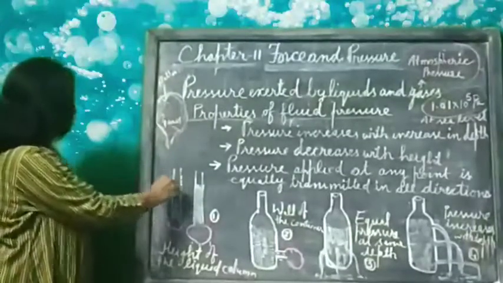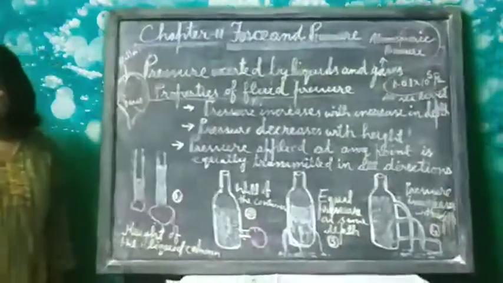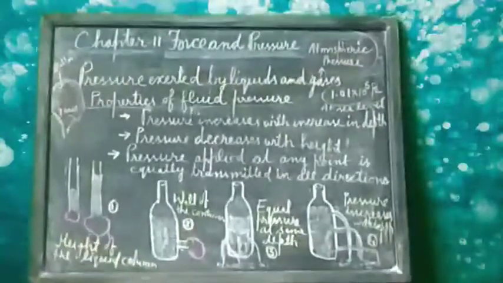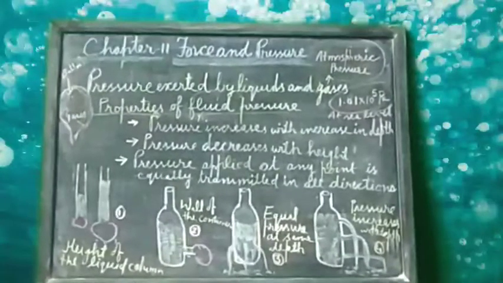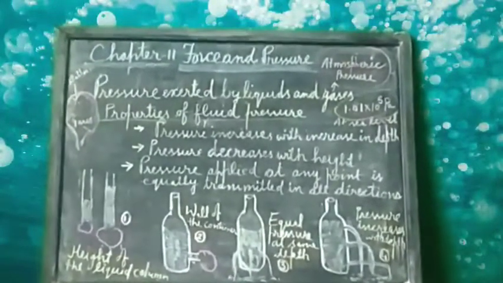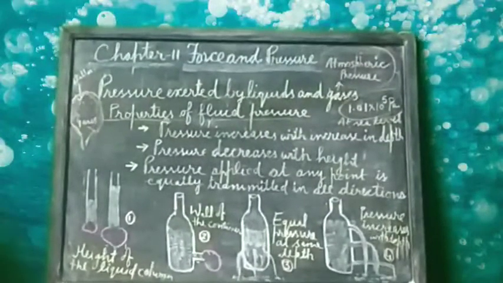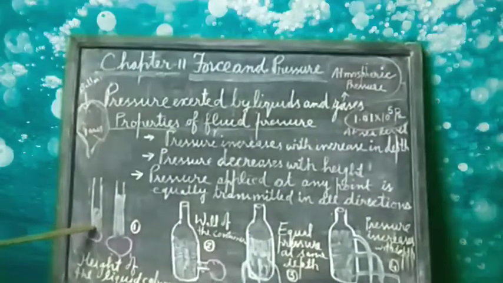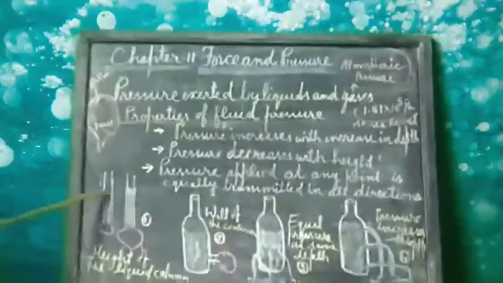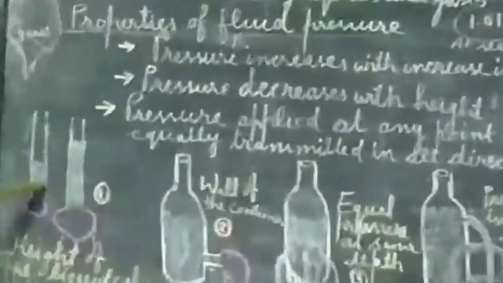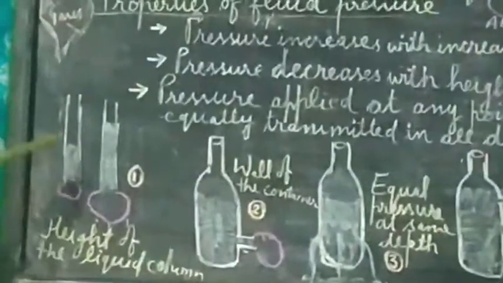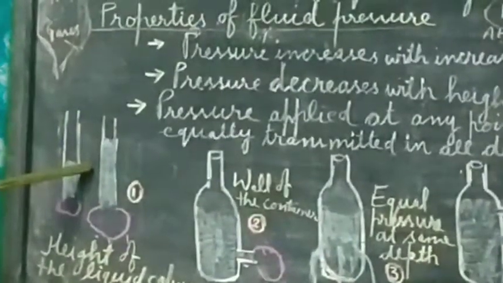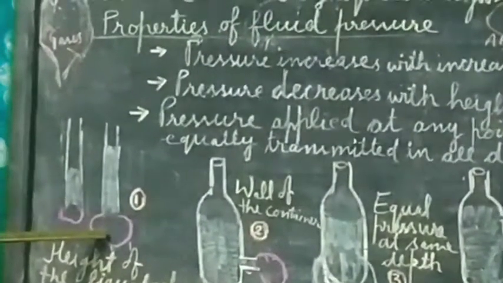In the first activity, you can see a glass tube, and at the base I have fitted a rubber balloon. The rubber balloon is at the lower end of the tube. Now I am putting some water into it, and observe the balloon. Now I will pour some more water into the tube and again observe the balloon.